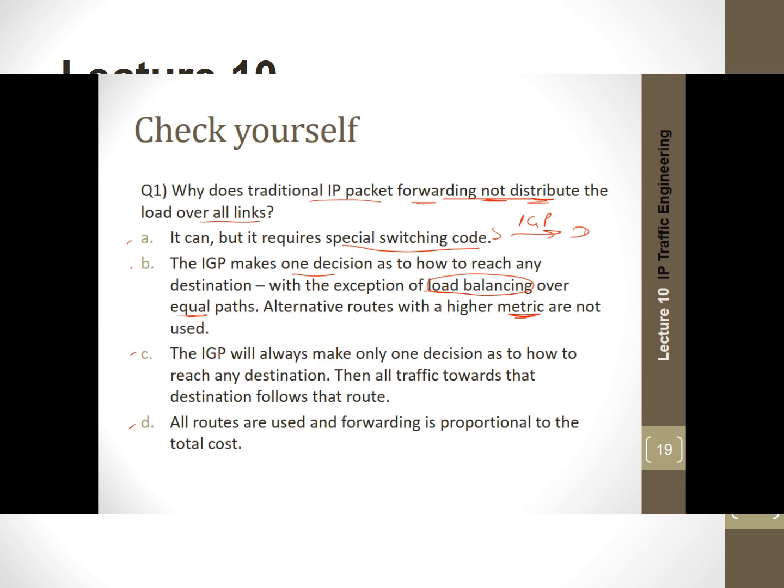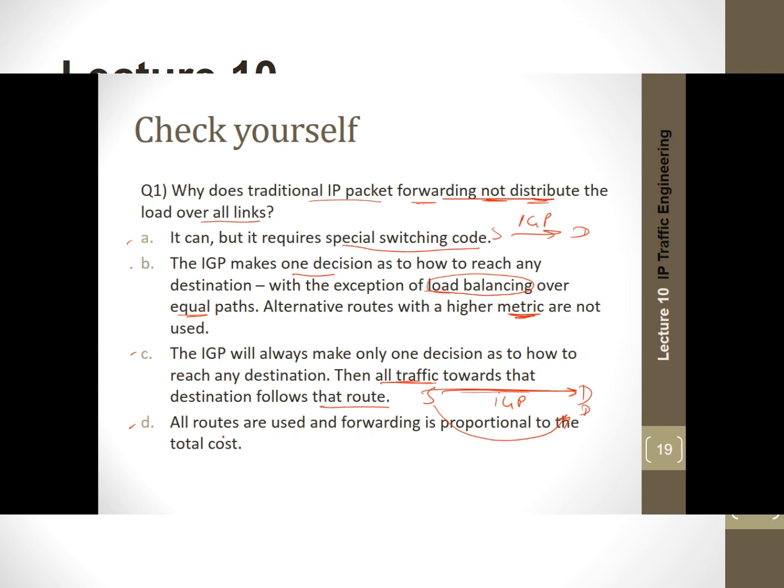Number 3 point could be that the IGP will always make only one decision as to how to reach any destination, then all traffic towards that destination follows the same route. So once an IGP makes a route from source to destination, all the traffic towards the same destination will follow the same route. It will not think of using another route. Once IGP has developed this route, other traffic that is coming to the destination will follow that route.